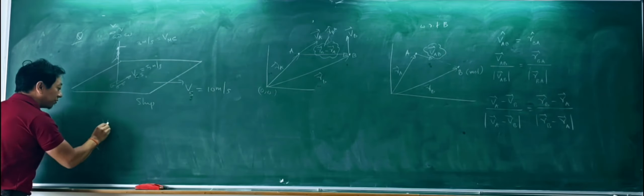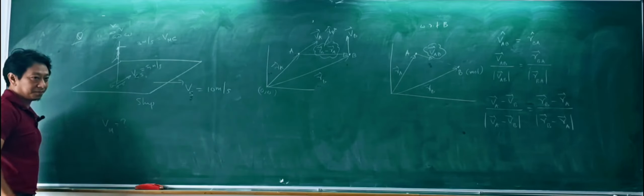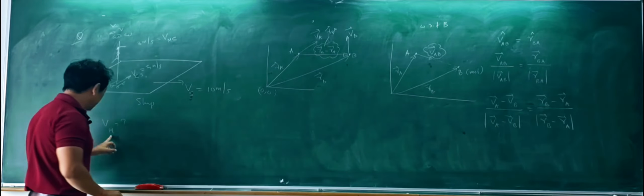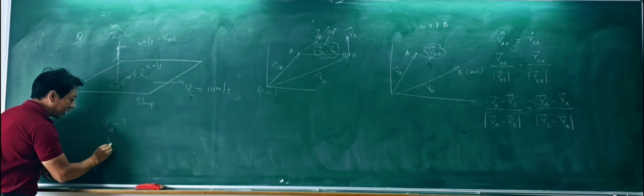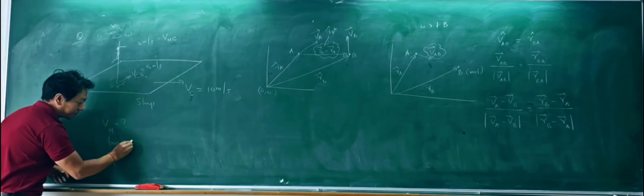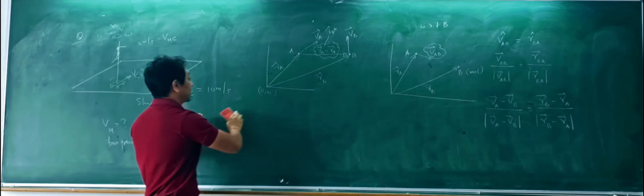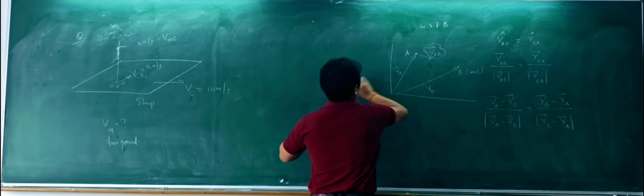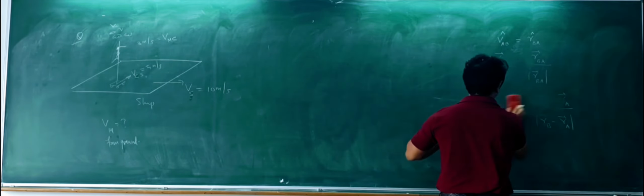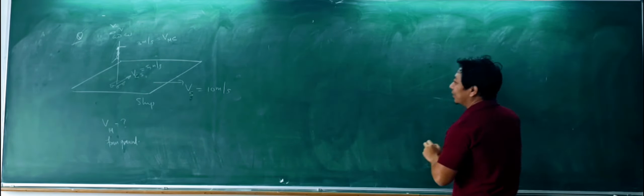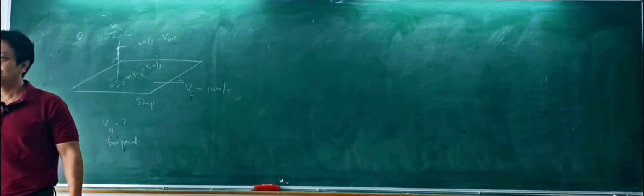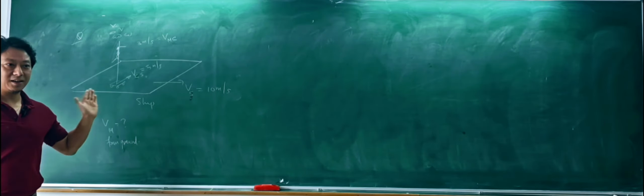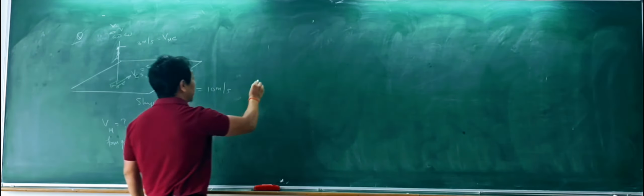What will they ask? Find the velocity of monkey. If I don't say with respect to anything, it means from the ground frame. How will you do it? One person told me like this: 10 plus 5 plus 3, 18. They are all in the same direction. So what should we do?